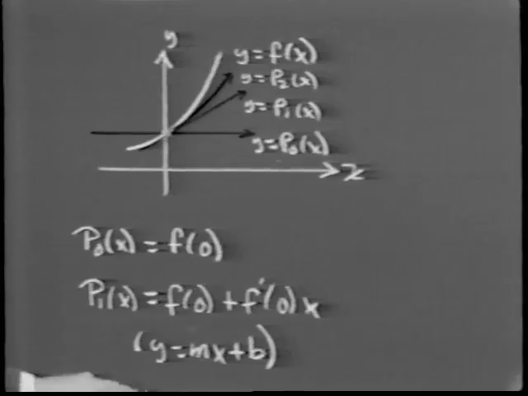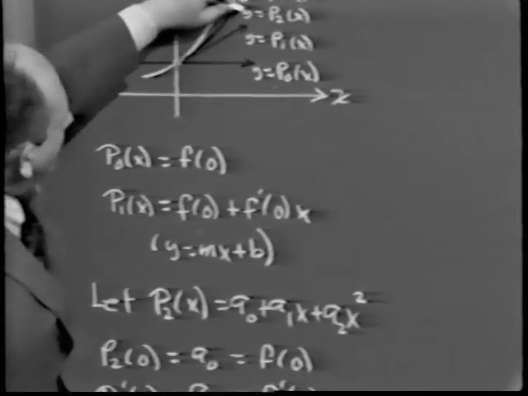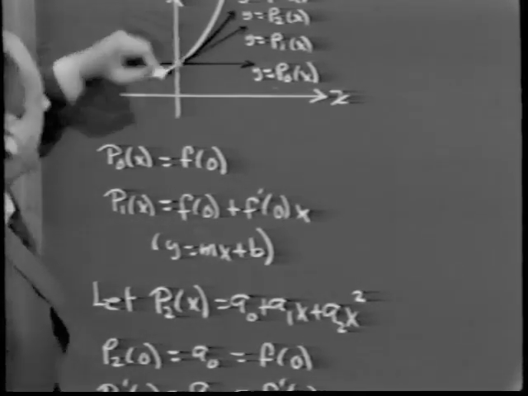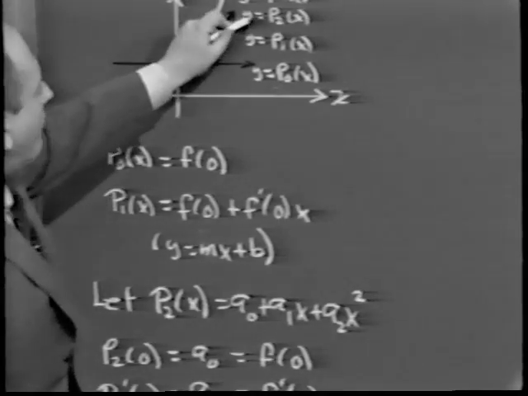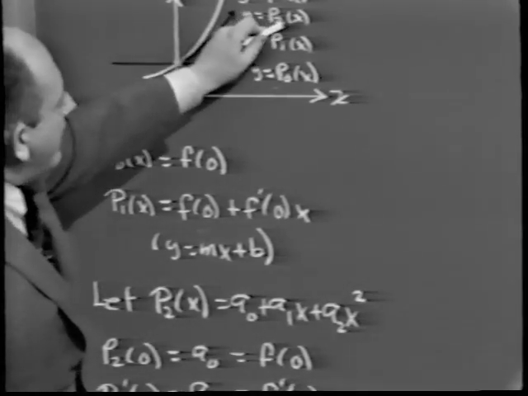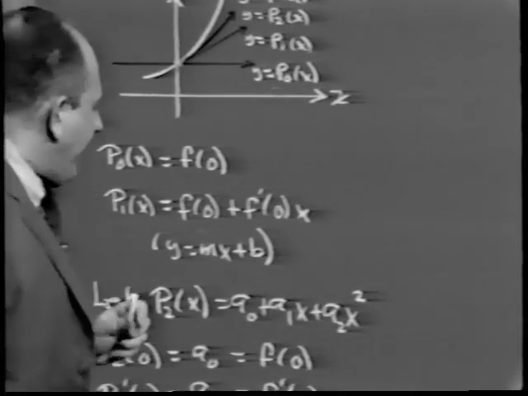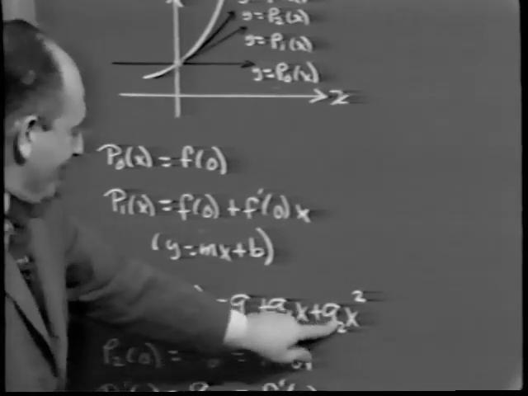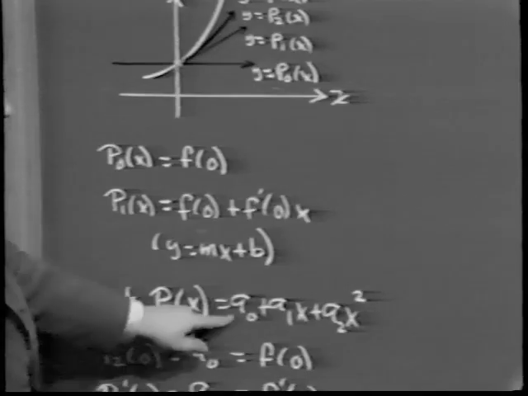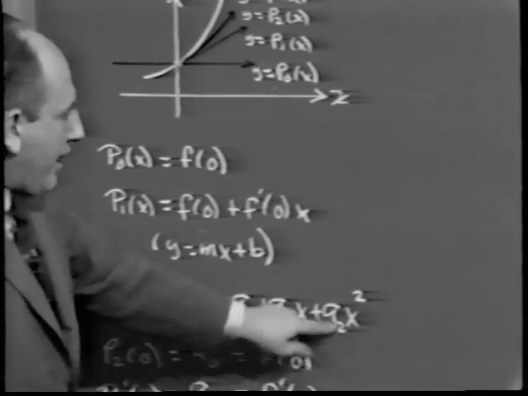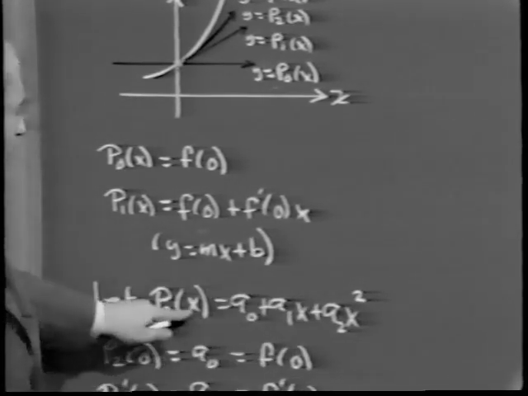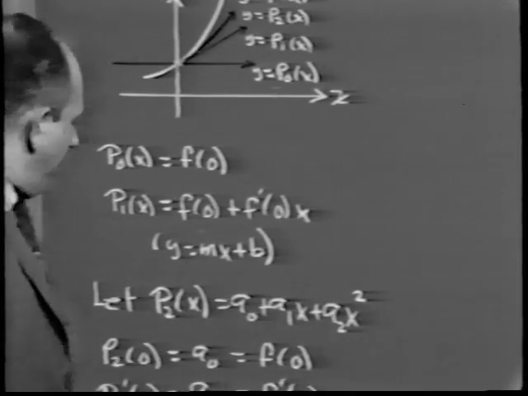Now, the next question comes up, what if we wanted a quadratic polynomial, a second-degree polynomial that fits the curve even better? In other words, has a greater degree of contact at this particular point. Let's label that y equals p sub 2 of x to indicate a second-degree polynomial. And to analyze what that polynomial must look like, let's simply write down some undetermined coefficients here. Namely, let's let p2 of x be a0 plus a1x plus a2x squared. And the idea is to determine what a0, a1, and a2 must look like if this polynomial is to have a maximum degree of contact with the curve y equals f of x.